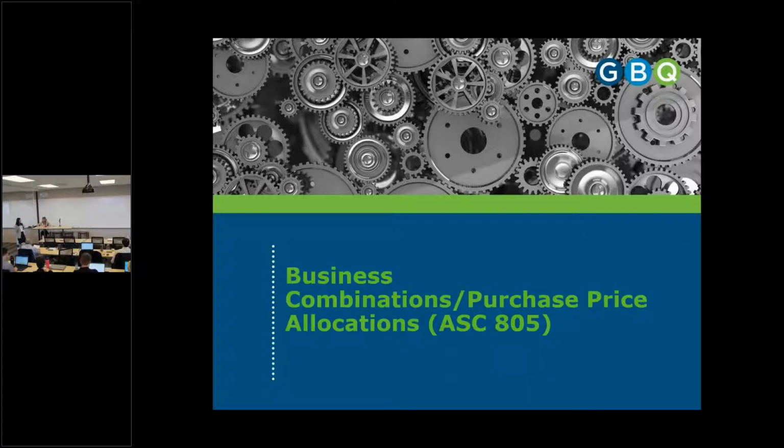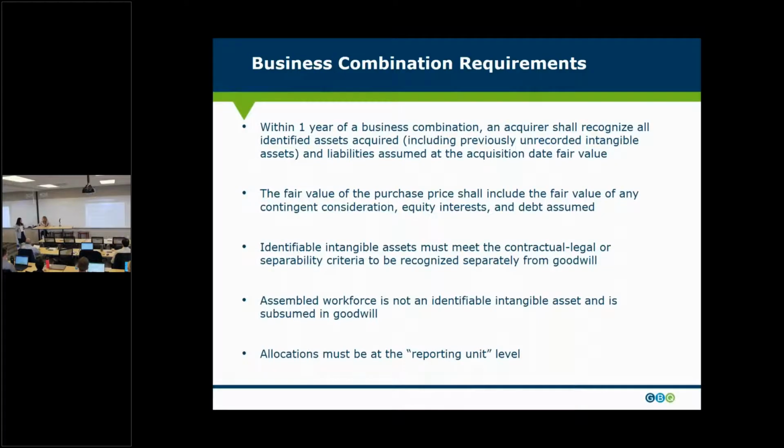So starting off with 805, that's the standard for business combinations, purchase price accounting. So what are the requirements? Within 1 year of the acquisition, the acquirer shall recognize all assets acquired, including anything that was unrecognized previously, so everything you acquired, and liabilities at the acquisition date.